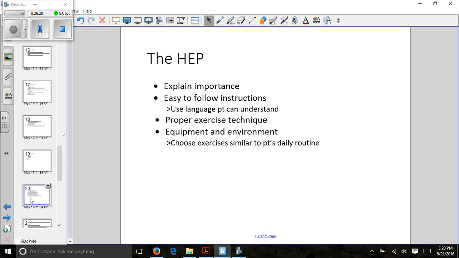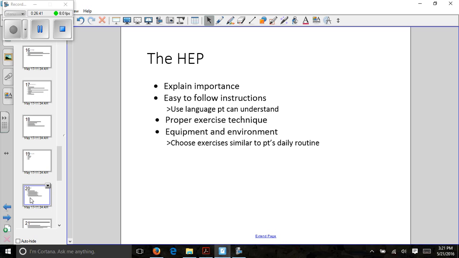So you need to get buy-in. You need to tell the patient why it is that you're giving them these exercises. And I never give a patient, unless they're being discharged, more than 3 or 4 exercises, because the more exercises I give them, the less they do. So explaining the importance is huge.